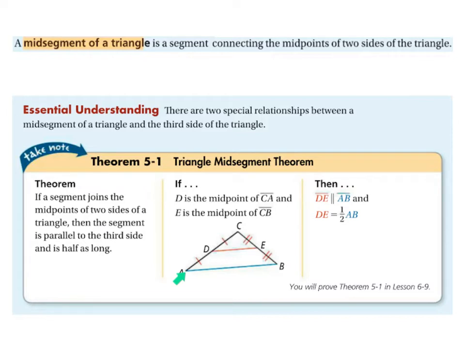Pretty good, right? So let me read it here for you. If a segment joins the midpoints of two sides of a triangle, then the segment is parallel to the third side and half as long. Neat. We're going to use that. Let's apply it to some problems.